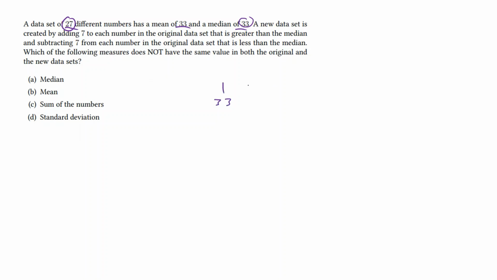Here's our median 33, and anything to the right, we're going to add 7. And on the left, we're going to subtract 7. The median obviously does not change, so we eliminate that. The mean also does not change, because since this is symmetric, we add the 7, but then we subtract 7, add 7, subtract 7. There's no change to that overall sum, so both B and C are wrong.